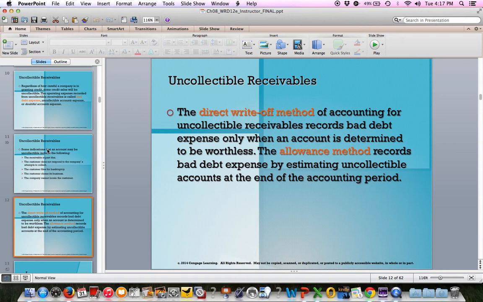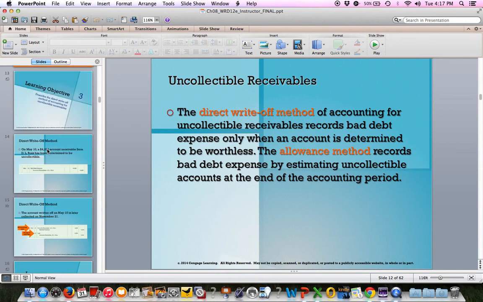So there's two ways to account for uncollectible receivables: the direct write-off method and the allowance method. The direct write-off method, it says it just records each bad debt expense only when we determine the account to be worthless. Okay, at that point in time, then we write it off. Or we have the allowance method, which records bad debt expense by estimating uncollectible accounts at the end of the accounting period. So basically, we get to the end of a year or whatever the accounting period is, and we come up with an estimate of what the bad debt expense will be.